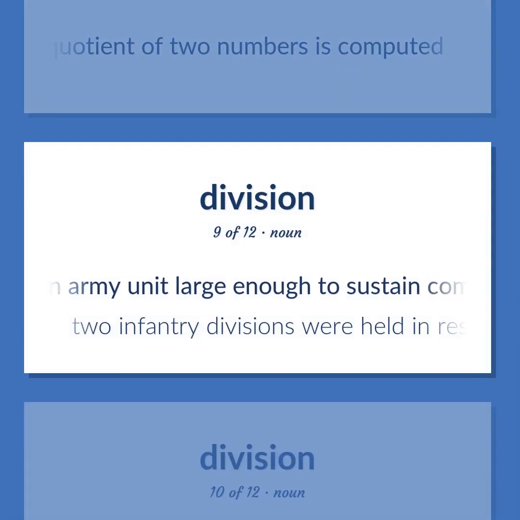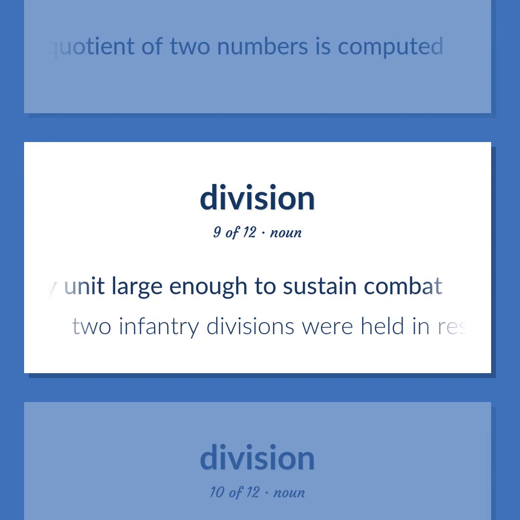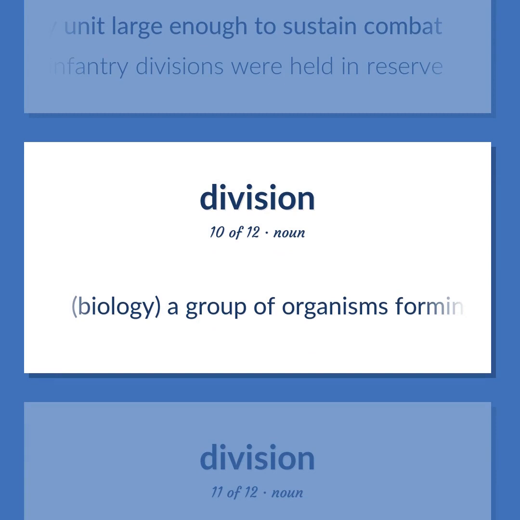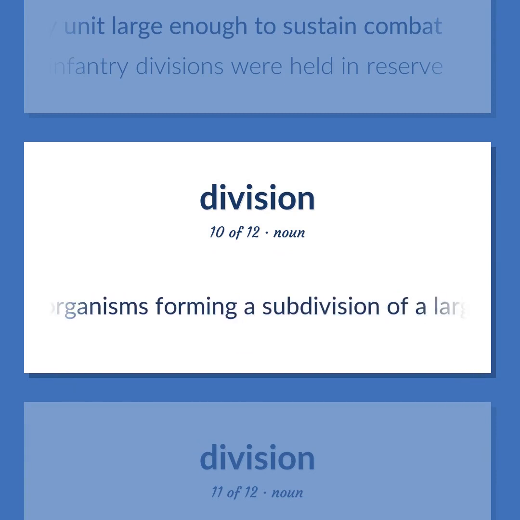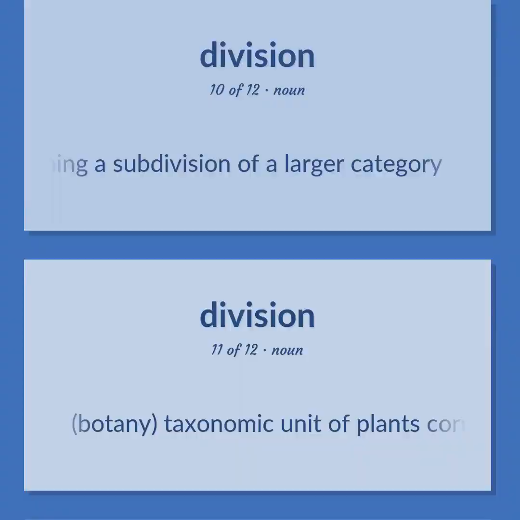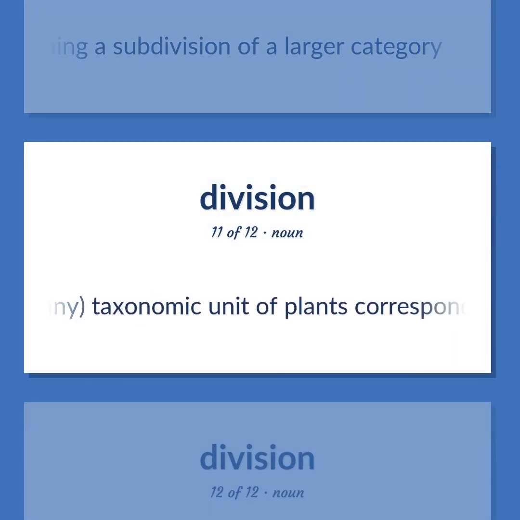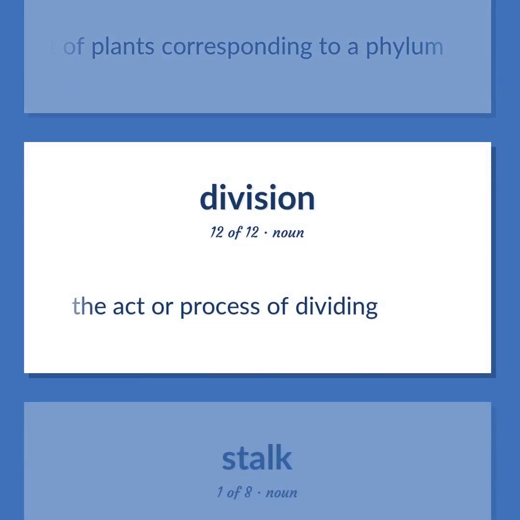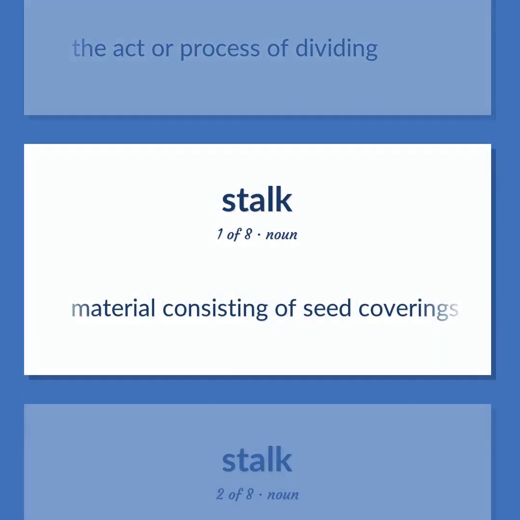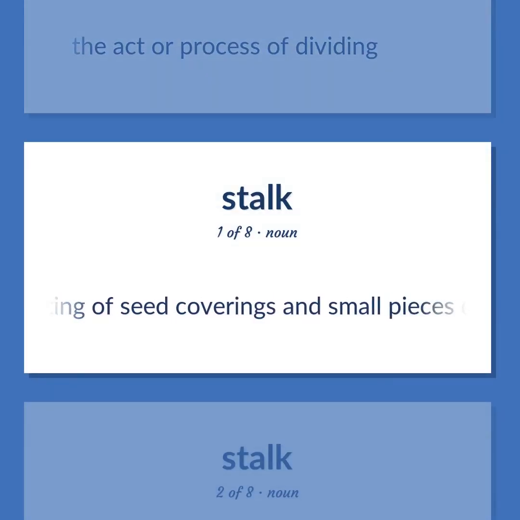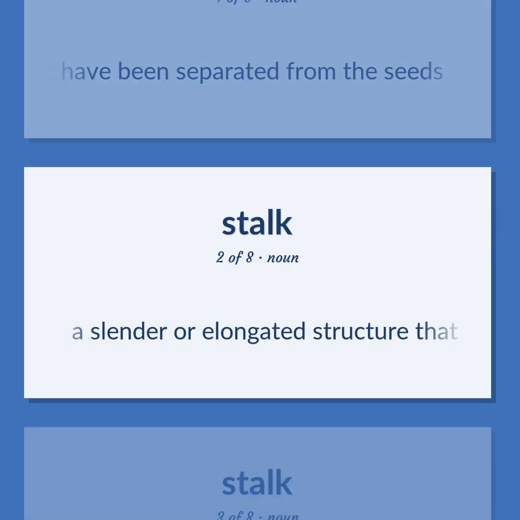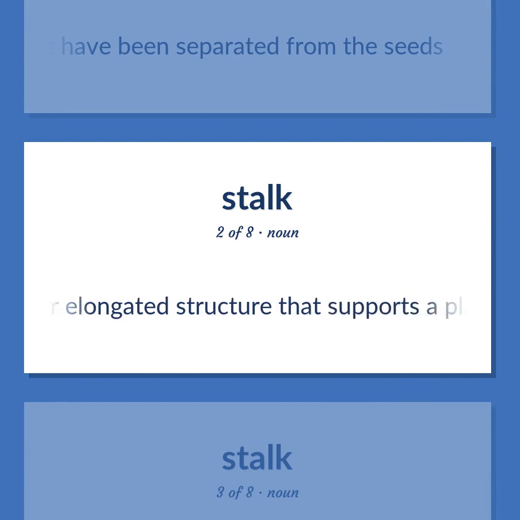An army unit large enough to sustain combat. 2 infantry divisions were held in reserve. Biology. A group of organisms forming a subdivision of a larger category. Botany. Taxonomic unit of plants corresponding to a phylum. The act or process of dividing. Material consisting of seed coverings and small pieces of stem or leaves that have been separated from the seeds. A slender or elongated structure that supports a plant or fungus or a plant part or plant organ.